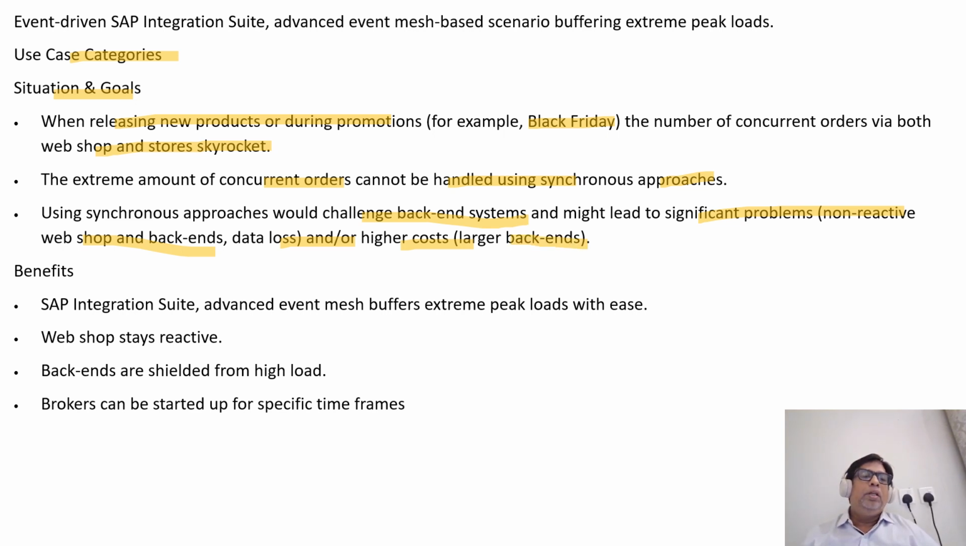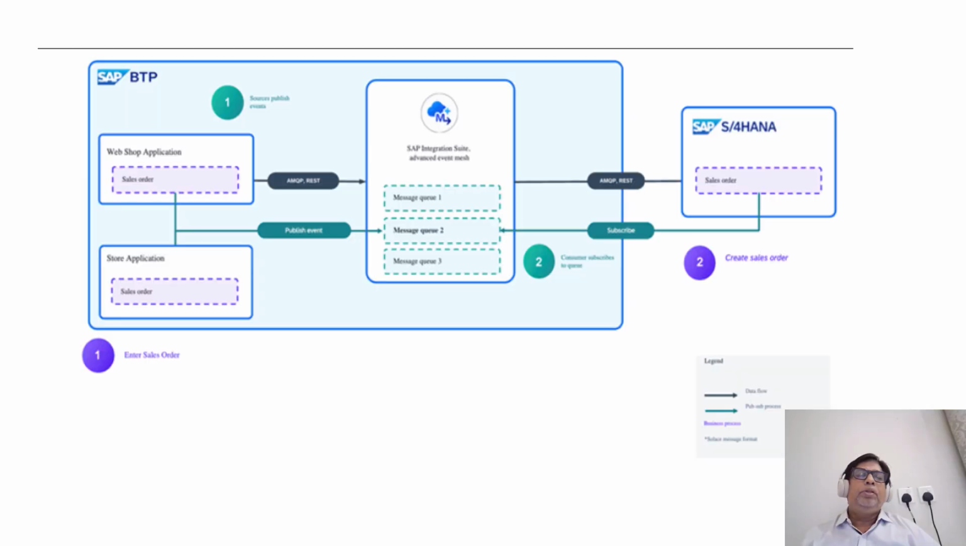These are the things. Benefits: generally, we have some benefits of asynchronous approaches, such as reactive end-to-end web shops that shield high loads. Brokers can start up for specific time frames. On specific time frames, they are able to move. You can see this is one of the options here.